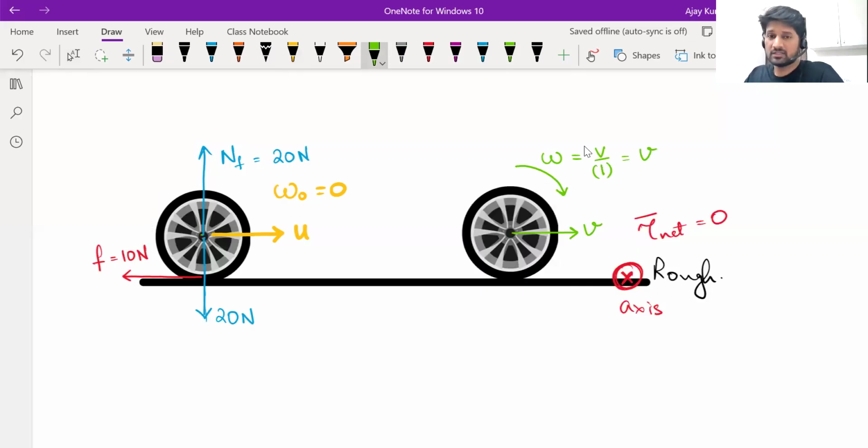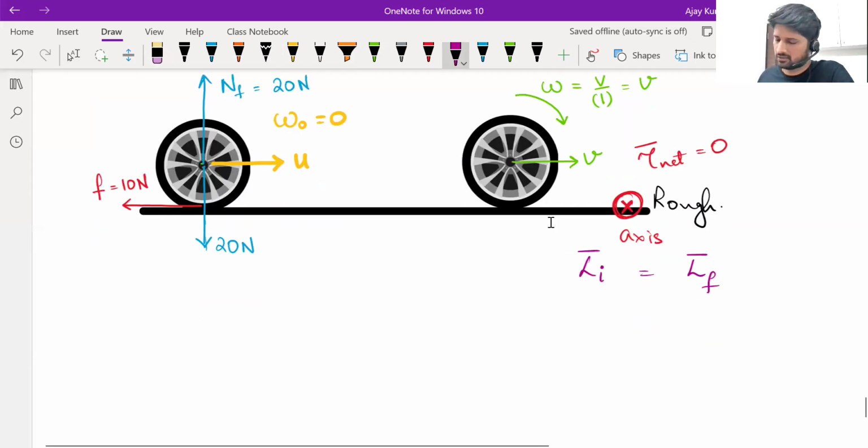Now, if net torque is 0, which principle of physics can be applied? Or which fundamental law can be applied? The conservation of angular momentum. About whichever axis net torque is 0, about the same axis you are supposed to apply conservation of angular momentum. So we are now going to write initial angular momentum about this axis is equal to final angular momentum about this axis. Let's see if we get the same answer or not.